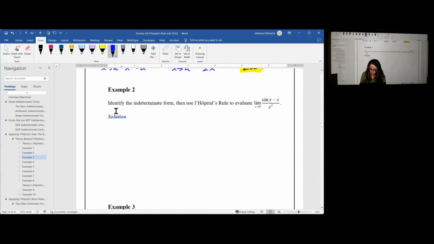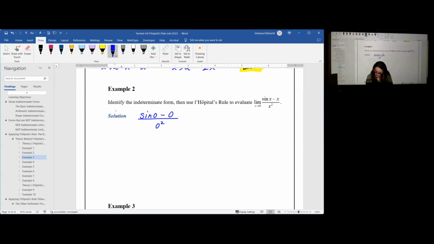In example 2, we again want to identify the indeterminate form. x is approaching 0, so we substitute 0 in place of the variable x. And this gives us 0 minus 0 over 0, which is the indeterminate 0 over 0 form. I always look for this step when I'm grading problems. It must be there to justify using L'Hopital's rule. Now we're going to rewrite the limit, and we're going to apply L'Hopital's rule.